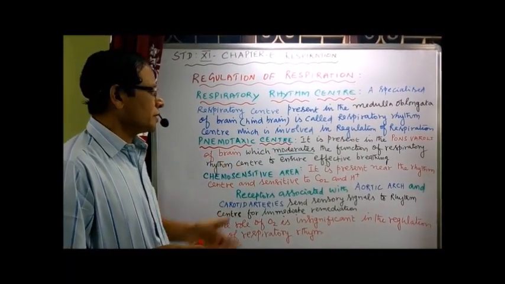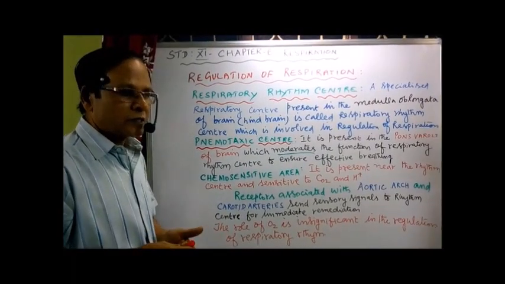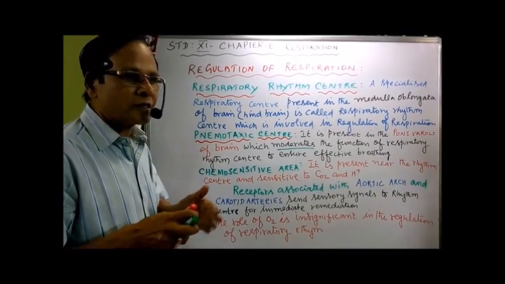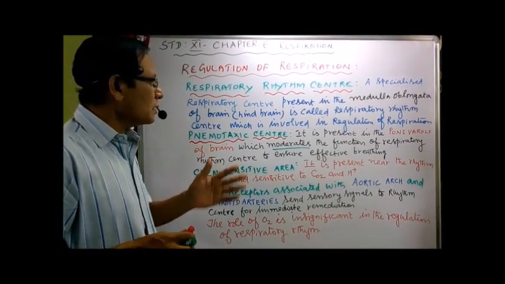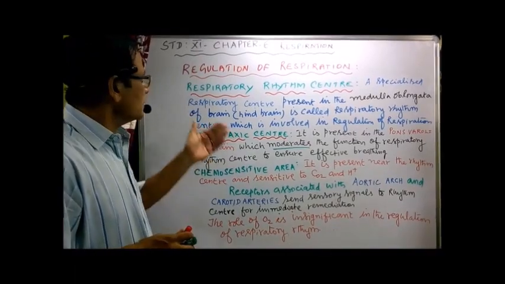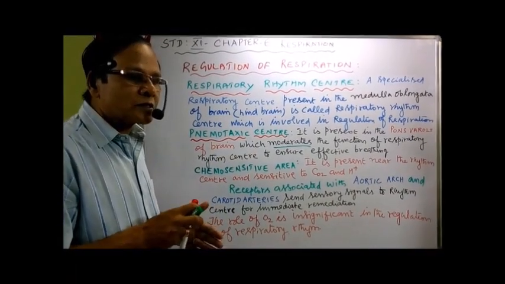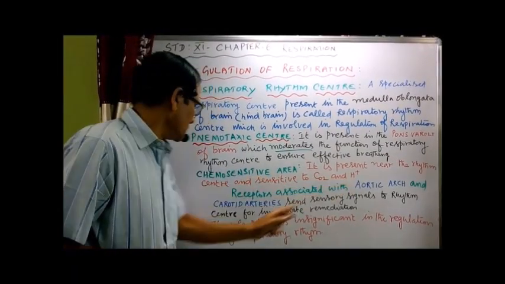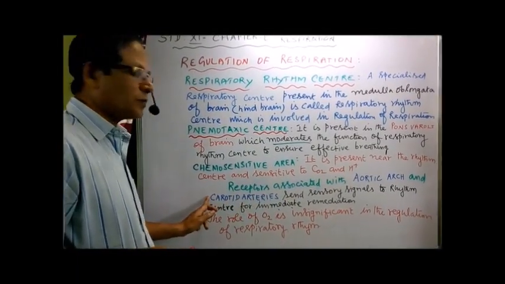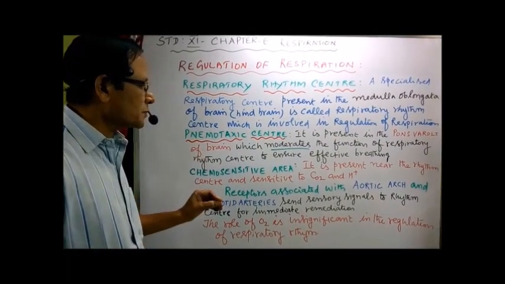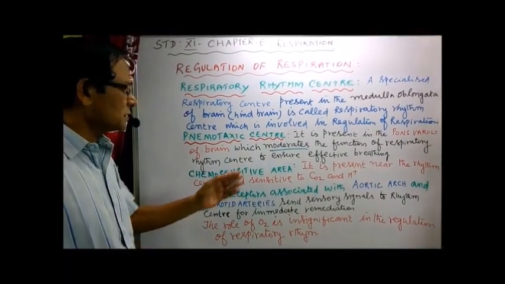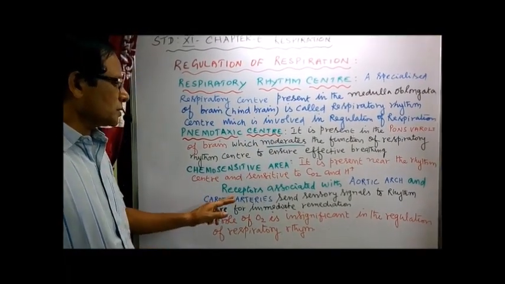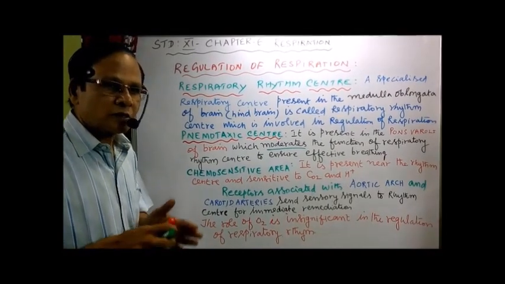Now, the chemosensitive area. It is an area present near the respiratory rhythm center, which is sensitive to carbon dioxide and hydrogen ions. Some receptors are also found in the aortic arch and the carotid arteries, the ones which supply blood to the brain. Certain receptors present in the aortic arch, in humans the left aortic arch, and in the carotid arteries send sensory signals to the rhythm center.